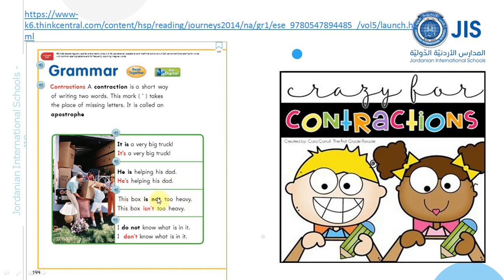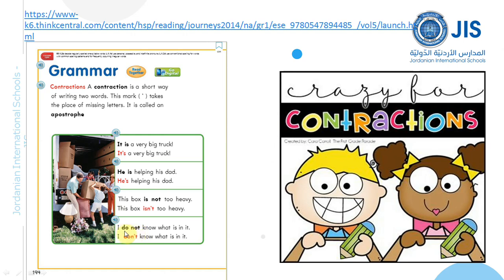Let's see the other one. This box is not too heavy. Of course, here we also have two words, is and not. Is plus not equals isn't. So what did I do here? I removed the o, joined both words together, and added an apostrophe instead of the o. So it's isn't, from is not into isn't.